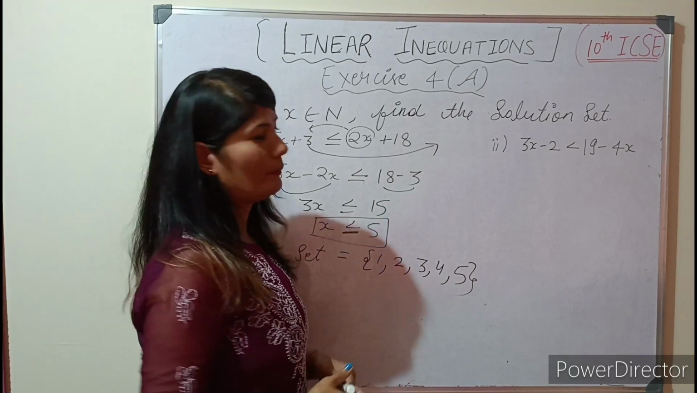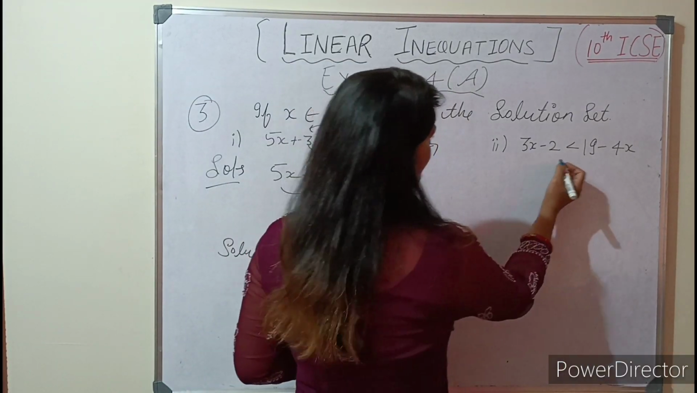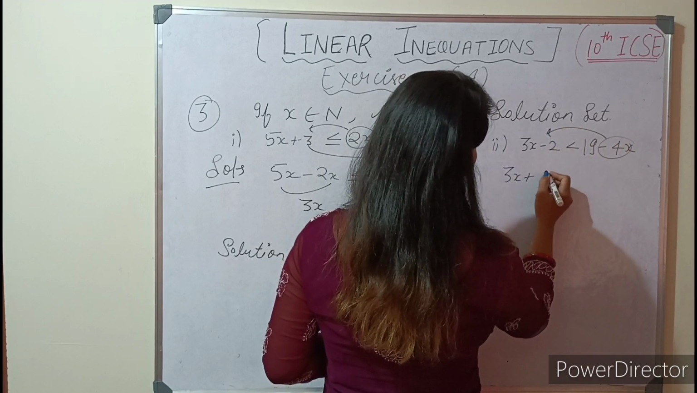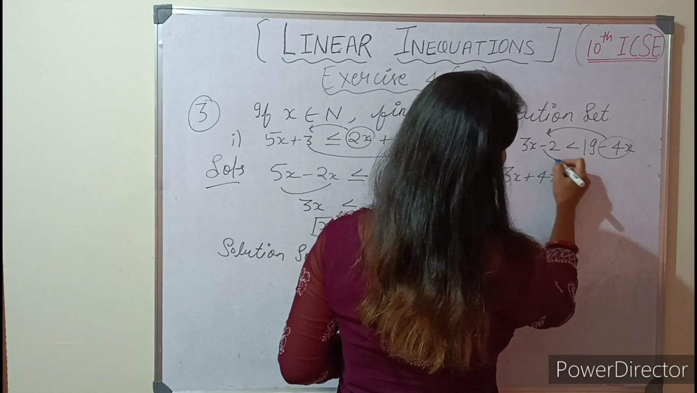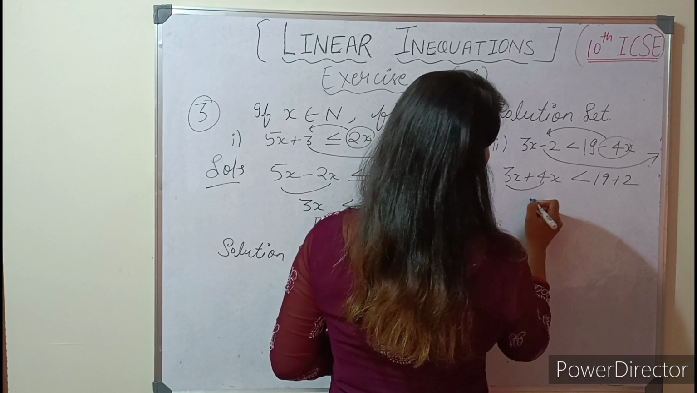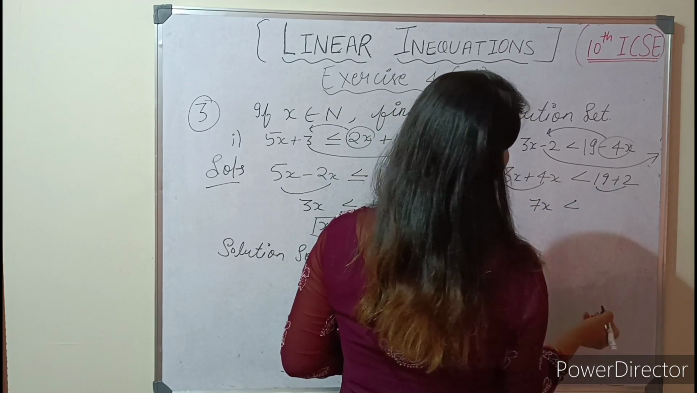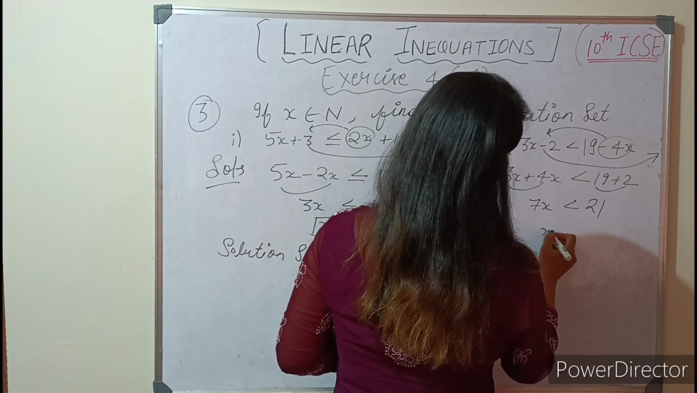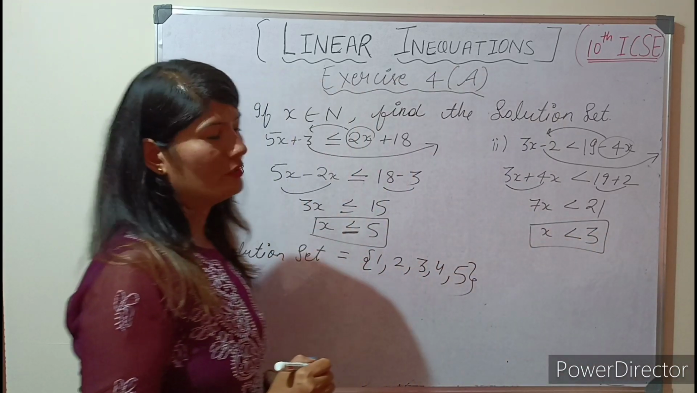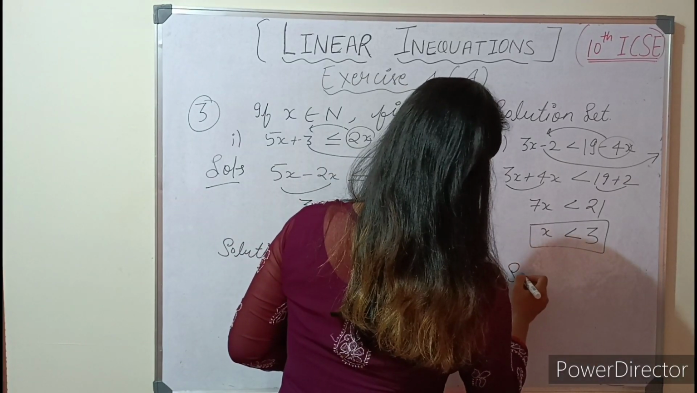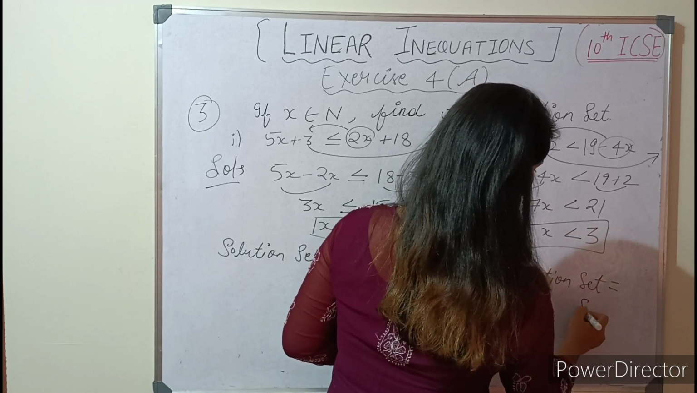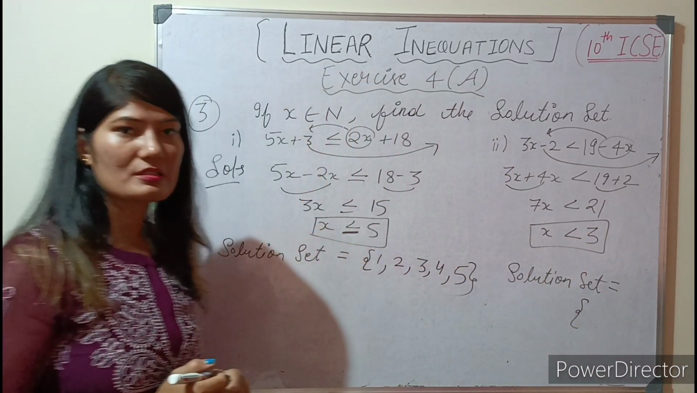Now moving to the second part. It's again very simple. Same here, this minus 4x will come this side. This is 3x plus 4x. And this minus 2 will go this side. This is 19 plus 2. So 4 plus 3, 7x. 19 plus 2, this is 21. So here the value of x is less than 3. So again for the second part, solution set is equal to, you will draw a curly bracket. So less than 3 means 0, 1, 2.